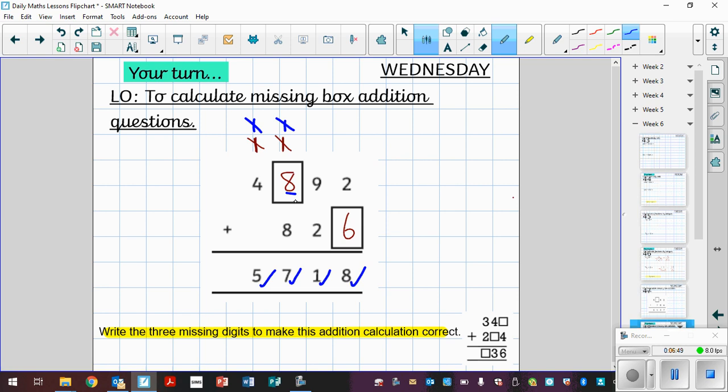Your question in today's arithmetic starter: write the 3 missing digits to make this addition calculation correct. Have a good try at that, children. If you need to watch a video again, do so. It will support you. Have a good go. Always remember, once you think that you've got those missing digits correct, do that calculation again. And if it works out correctly, you know you've got it right.